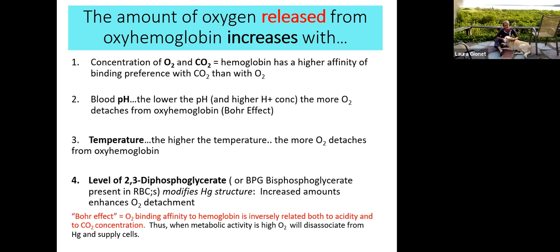Let's think of it that way. The hemoglobin changes a little bit, so that it releases the oxygen and enhances detachment. Elevated levels of that molecule change the shape of your hemoglobin, so it quickly releases the oxygen. So the Bohr effect: oxygen binding affinity to hemoglobin is inversely related to both acidity and the concentration of carbon dioxide. Thus, when metabolic activity is high, O2 will dissociate from hemoglobin and supply the cells. All they're saying is that, as certain levels of things go up, we are going to release more oxygen.